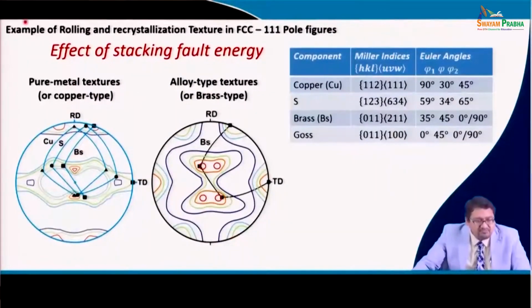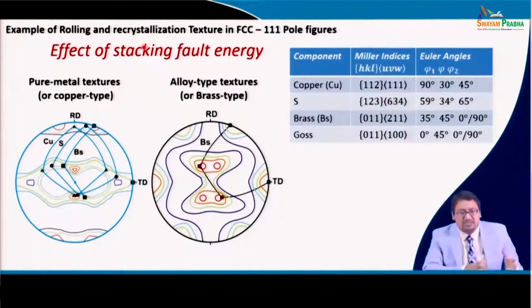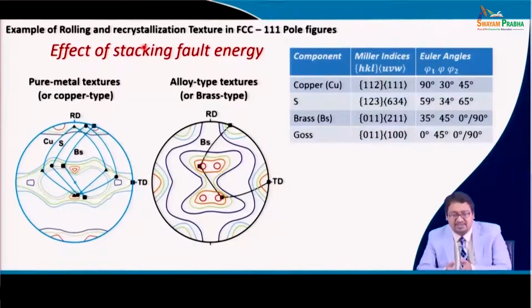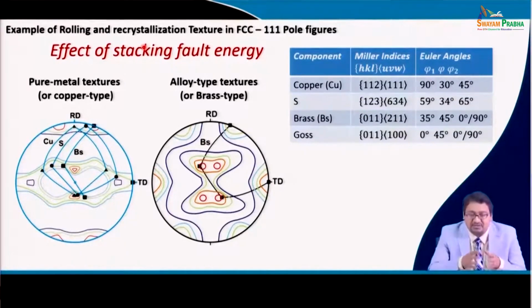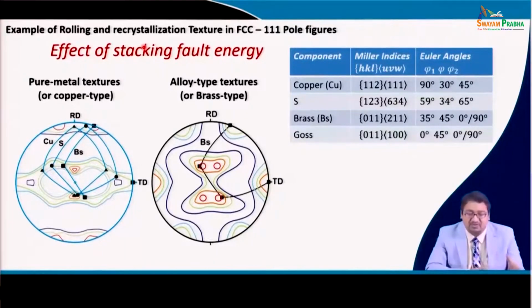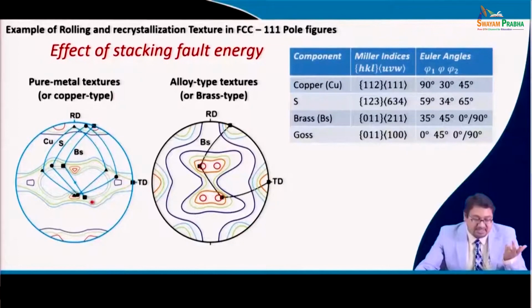So, you see when we talk about texture, we mostly concentrate on cubic materials, and we concentrate on rolled material, because there is a lot of research and many publications on it, and there is a whole bunch of literature of texture relating to rolled material. So, you see we give an example of rolling texture of face centered cubic material, and here are the 111 pole figures, and we see that the texture that forms for the pure material, that is the copper type texture, is something like that, and for the brass type texture it looks something like that.